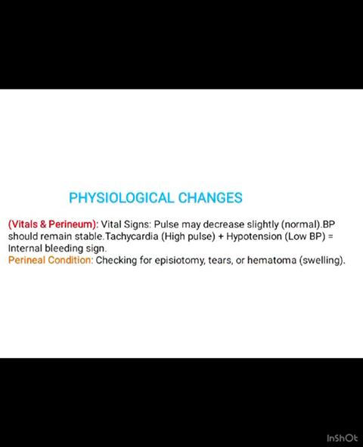Vital signs. Pulse may decrease slightly. BP should remain stable. Tachycardia plus hypotension indicates internal bleeding. Perineal condition: checking for episiotomy, tears, or hematoma.